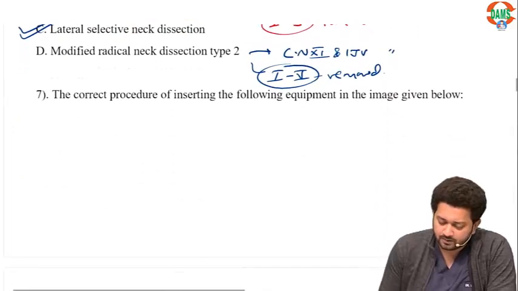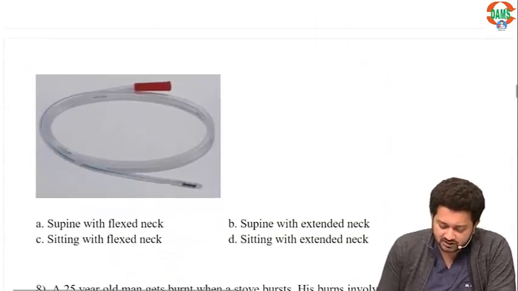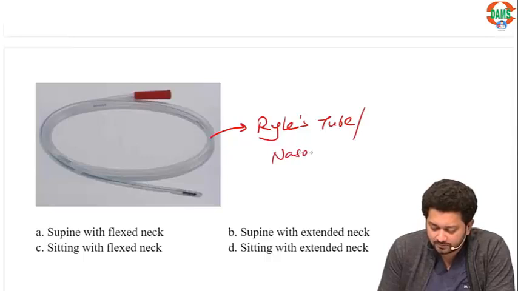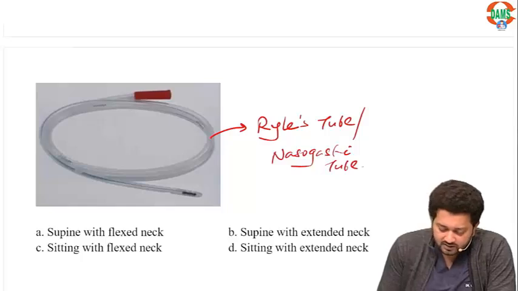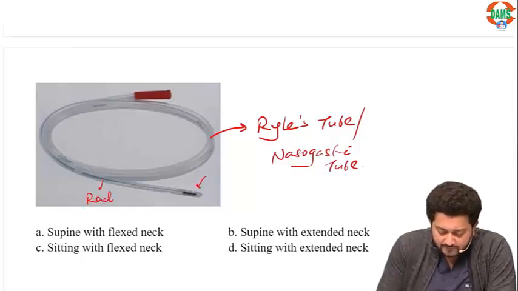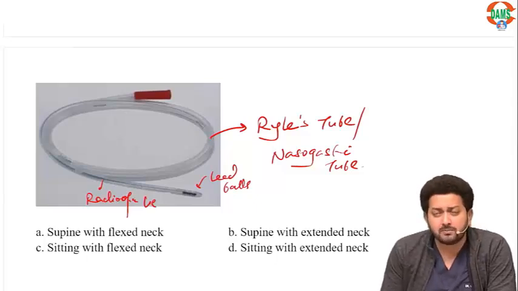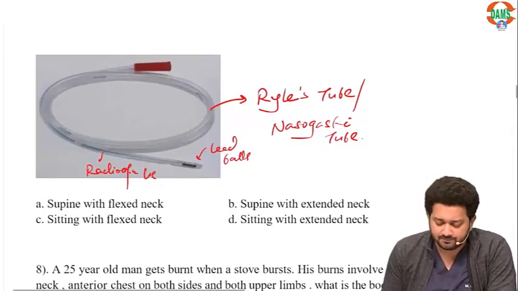The correct procedure, see this is a Ryle's tube. I'm sure it is not difficult to identify Ryle's tube or the nasogastric tube. There are 3 lead balls present here and there is this radio opaque line. These will act as a radio opaque marker, so that it can be seen on the X-ray.